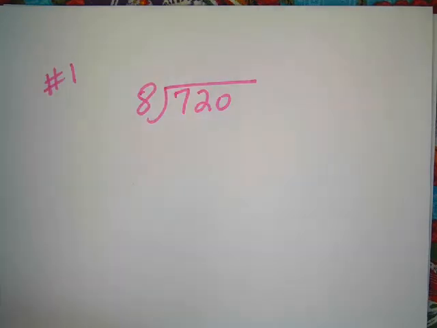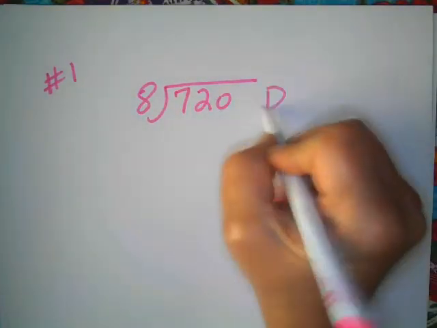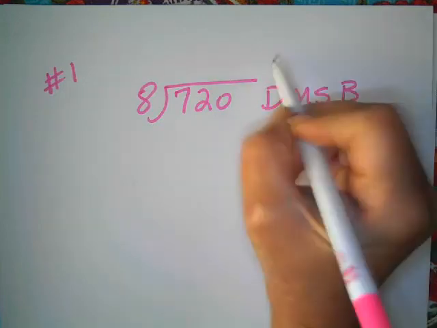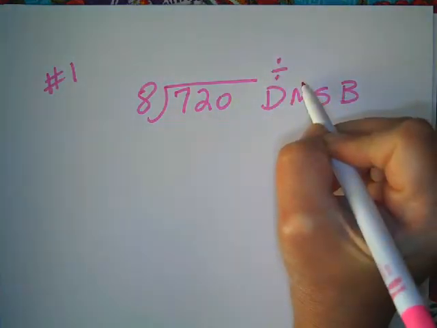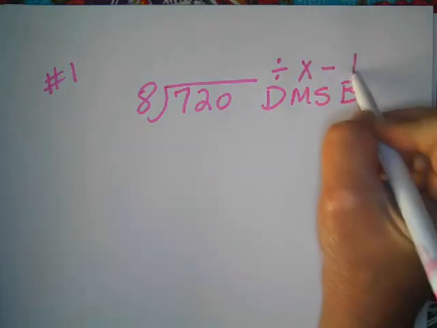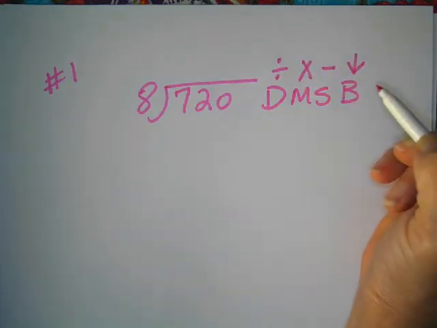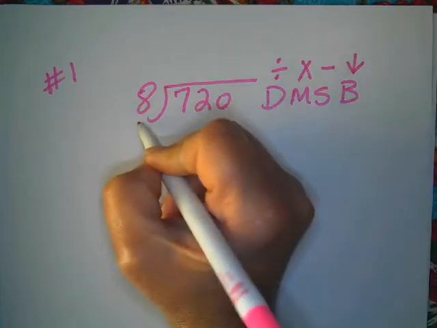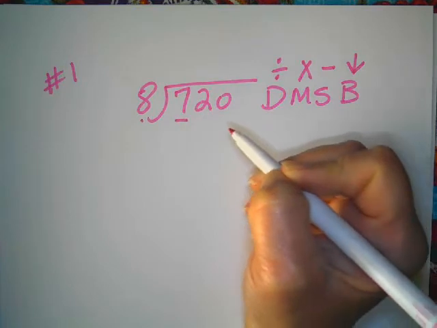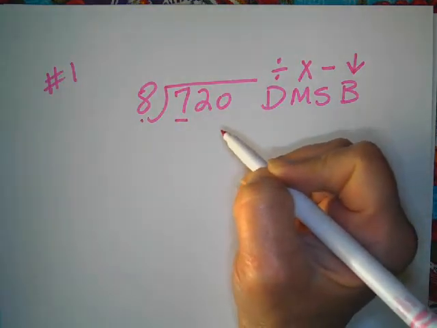Okay, so we are going to use the strategy. Does McDonald's sell biscuits? D is to divide, M is to multiply, S is to subtract, and B is to bring down the next number. How many times does 8 go inside of 7? 0. It does not fit inside of 7.